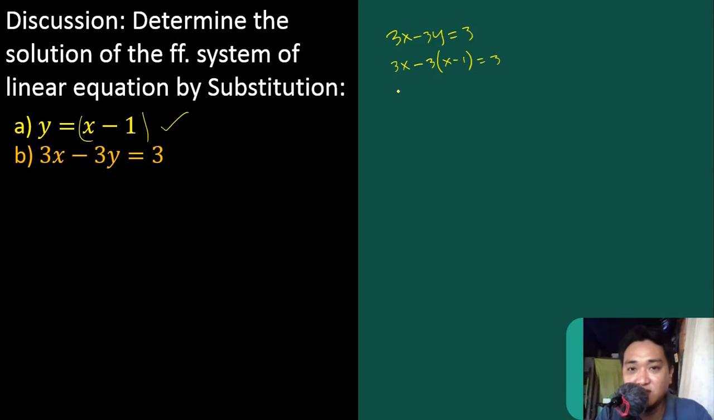So we have 3x. Now we're going to make use of distributive property here, ano? Ayan. So we have negative 3 times x is negative 3x, and negative 3 times negative 1 is positive 3 plus 3 is equivalent to 3.